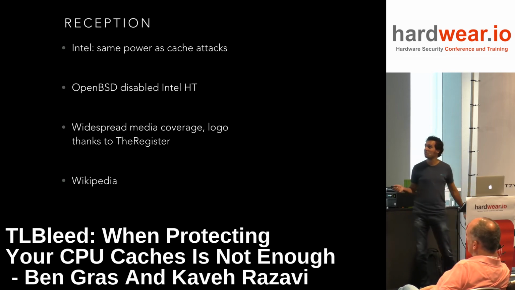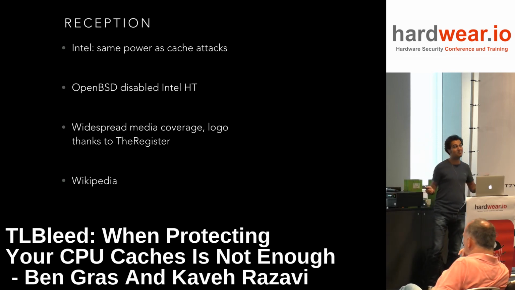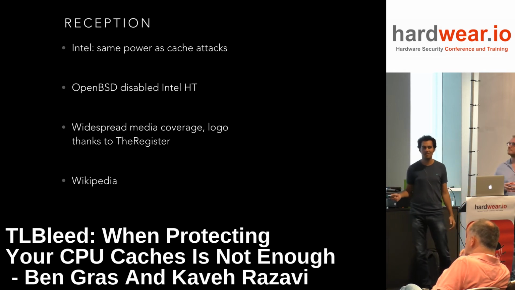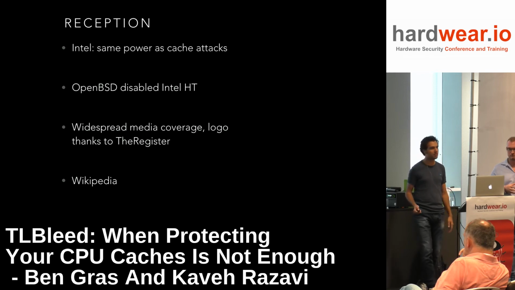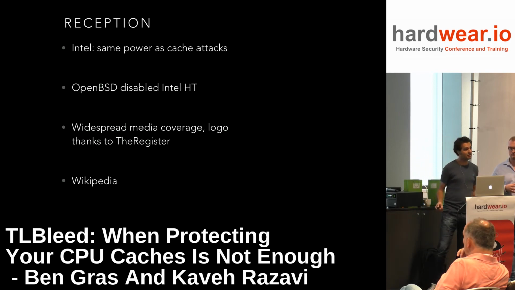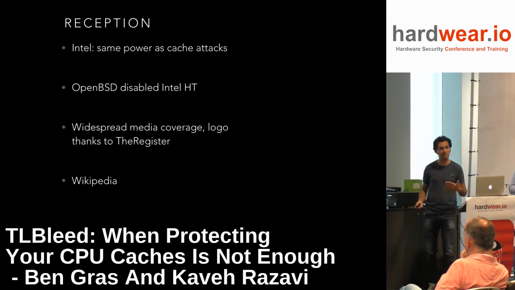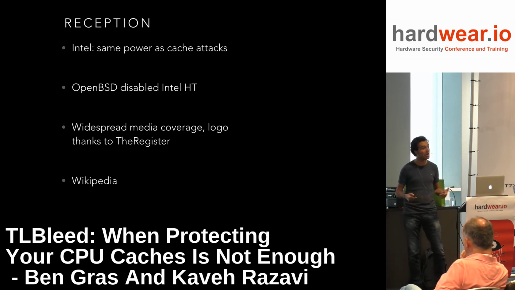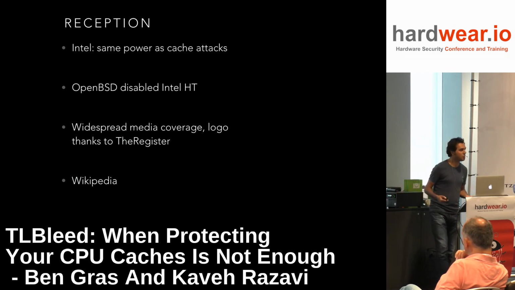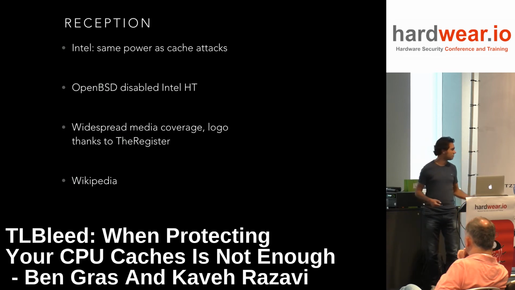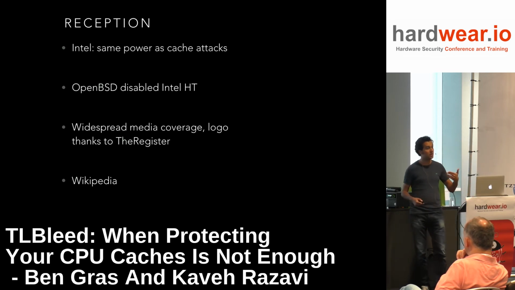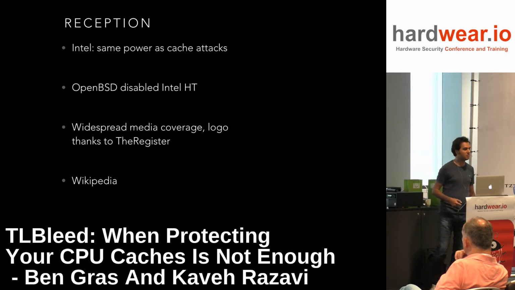But some people took it a little bit more seriously, like OpenBSD. Ben was in contact with Theo de Raadt, a main committer of OpenBSD, and he decided that TLBleed has enough impact to justify disabling hyperthreading by default on the OpenBSD platform. We were also talking with Red Hat, and because of the discussions, they decided to provide an option so that you could automatically disable hyperthreading if you like.